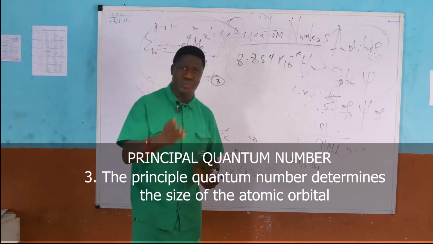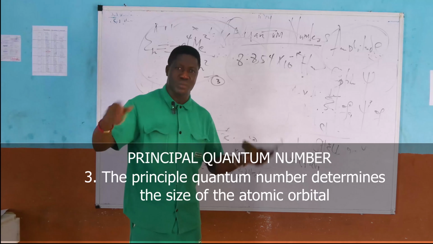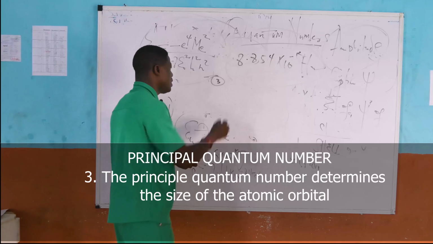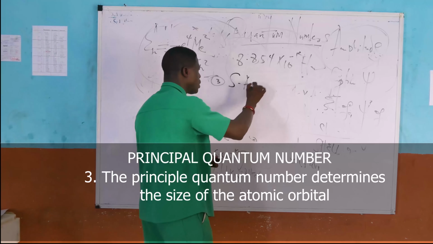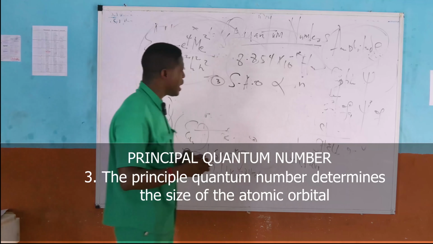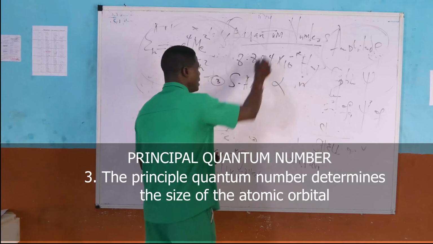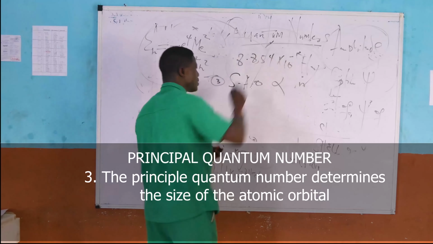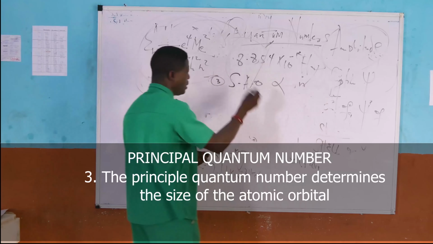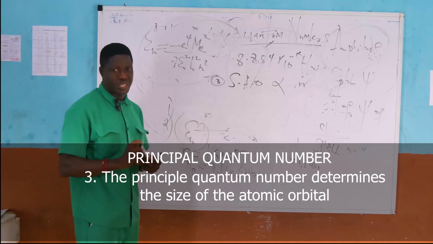So under examination conditions, they ask you which of the following quantum numbers determines the size of the atomic orbital. The answer is the principal quantum number. In fact, the size of an atomic orbital is directly proportional to the principal quantum number. What does that imply? It implies that the higher the principal quantum number, the greater the size of the atomic orbital, and the smaller the principal quantum number, the smaller will be the size of the atomic orbital. So take note of that.